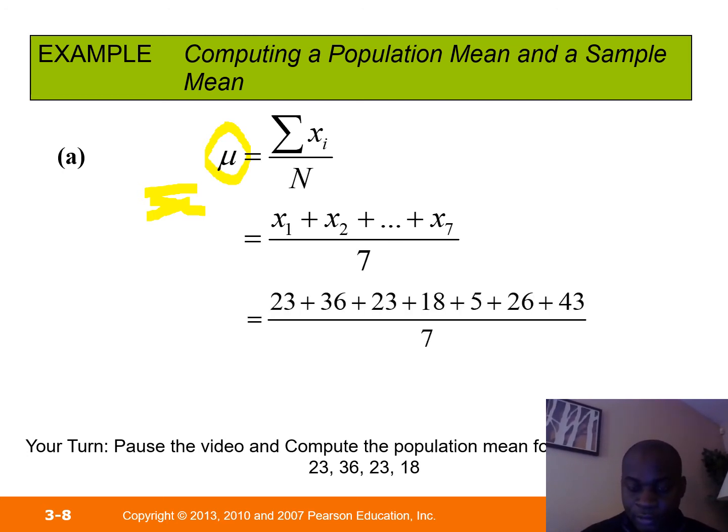Use your calculator to do that to see if you can get the same number. I encourage you to even pause this video to see if you can get the same number as this: 174 divided by 7. And then you're supposed to have the answer as 24.9 minutes.